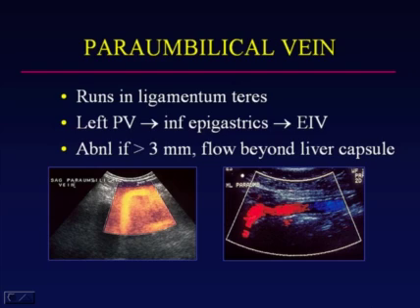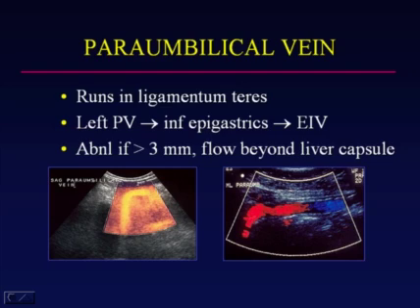Another very common varix to see is the paraumbilical vein, and the paraumbilical vein is an extension of the left portal vein. It runs in the echogenic ligamentum teres towards the capsule of the liver, out beyond the margin of the liver, down the anterior abdominal wall, as you see here, towards the inferior epigastric, where it dumps into the systemic circulation at the level of the external iliac vein. And it is abnormal if it is greater than 3 millimeters in diameter, or if you can see flow extending in a hepatopetal direction but beyond the liver capsule.